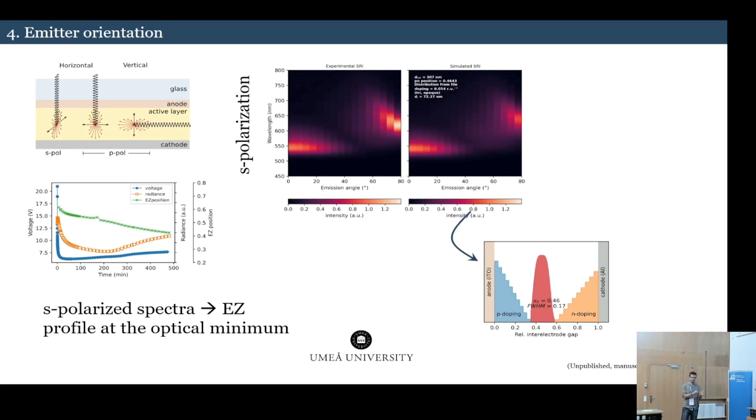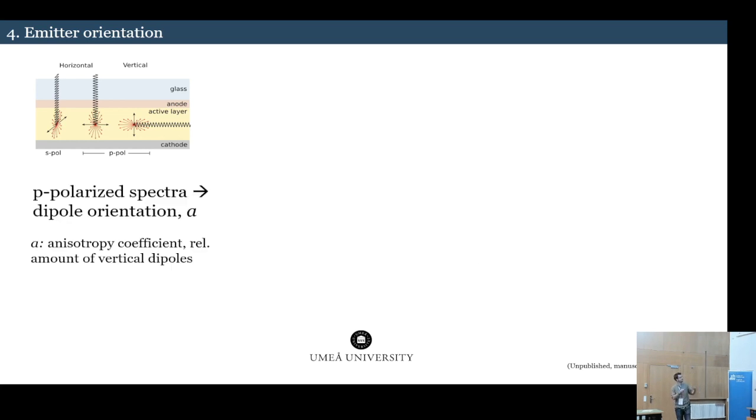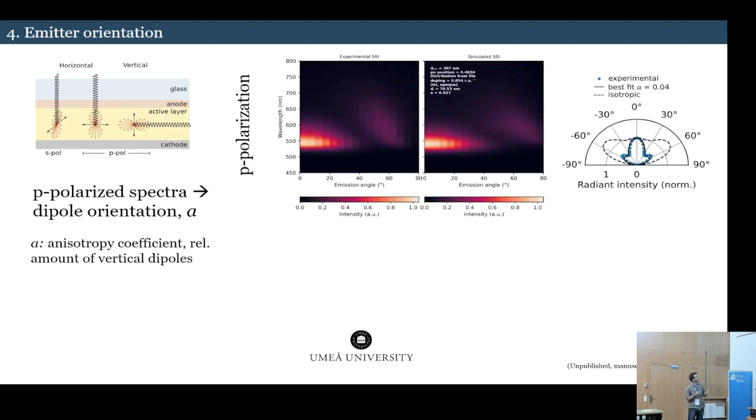And now that we have this snapshot of the LEC at the optical minimum, we can measure the p-polarized spectra, which contains information of the vertical dipoles. It's through this anisotropic coefficient, and then we do the same. We measure the p-polarization. This is the spectral radiant intensity map. So, we do this experimentally, and we do the fit.